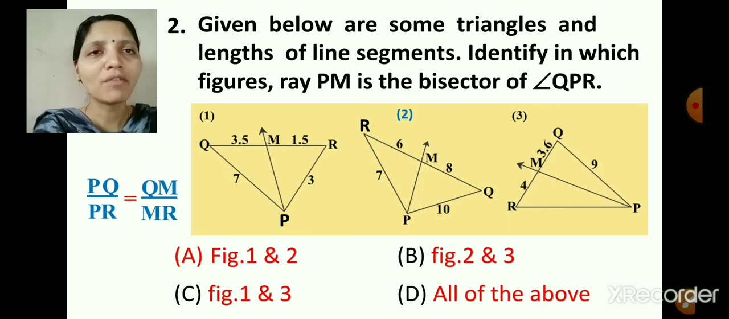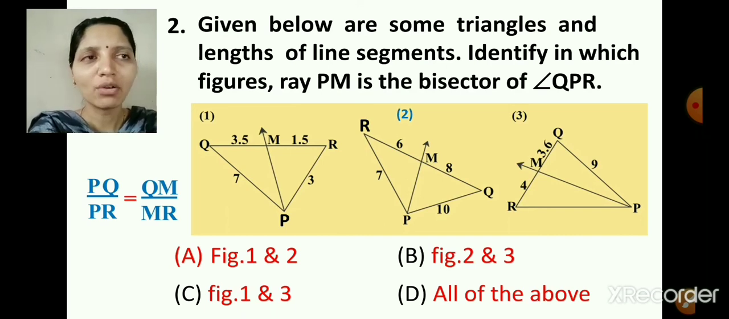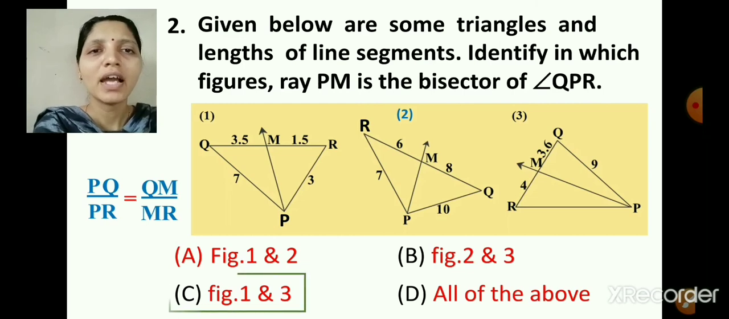Here we have to use the angle bisector theorem, and you will substitute the values given in each figure, and if this ratio is equal, then you can say that ray PM is the bisector of angle QPR. If this ratio is not equal, that means ray PM is not a bisector of angle QPR. Now if you do this calculation, you will find that in figure 1 and figure 3 ray PM bisects the angle QPR. In figure 2 it is not true.